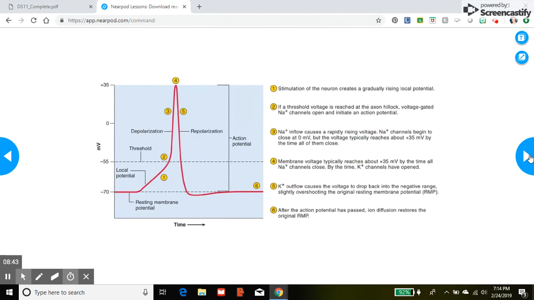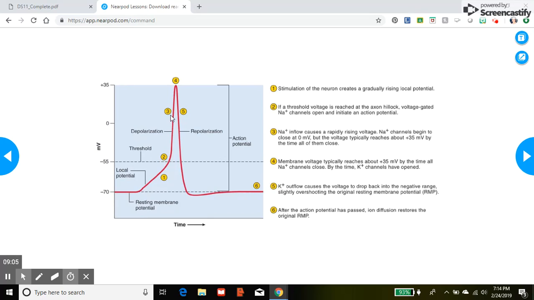Okay, you guys have this in your notes as well. I like it pretty much, again, step by step, and it explains, so step one correlates with one on the graph. So number one, we have the stimulation of the neuron. Two, here's that threshold. So we get enough of a stimulus that it's actually going to cause an action potential.